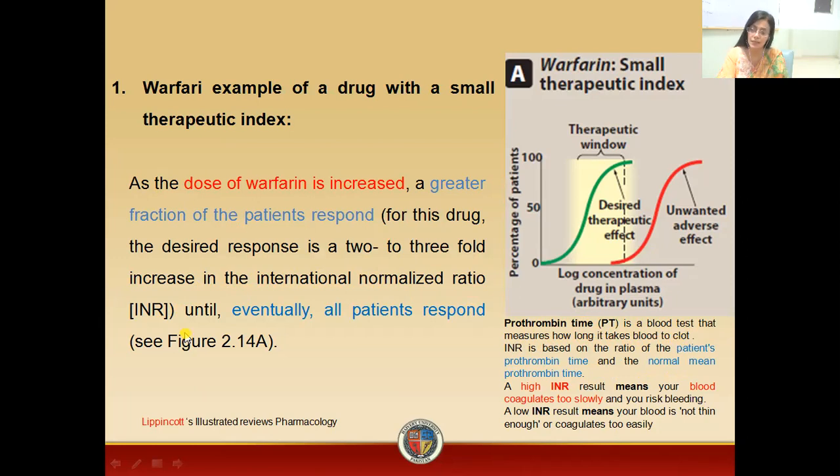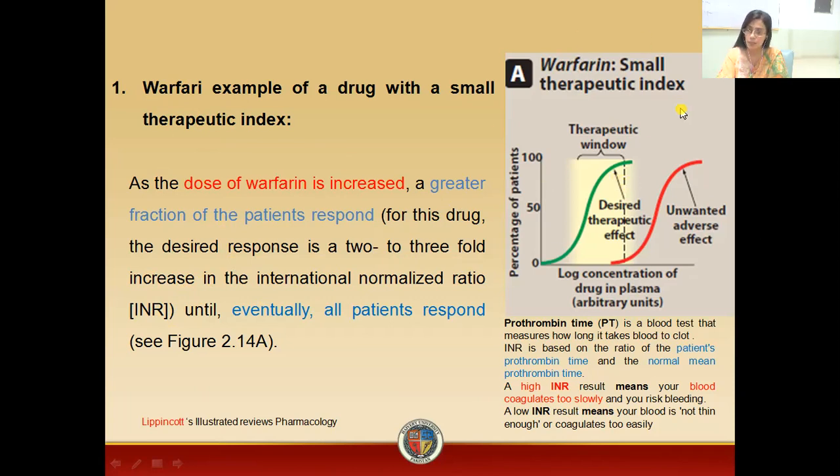Okay, when we are discussing a higher INR, or when we are talking about a 2 to 3-fold increase in INR, it means that the blood coagulates too slowly. So the desired effect for warfarin in these cases will be a 2 to 3-fold increase in INR. And warfarin is a drug which has a narrow therapeutic index.